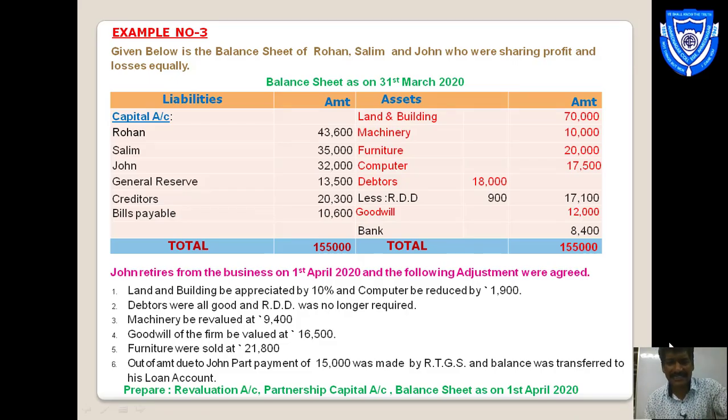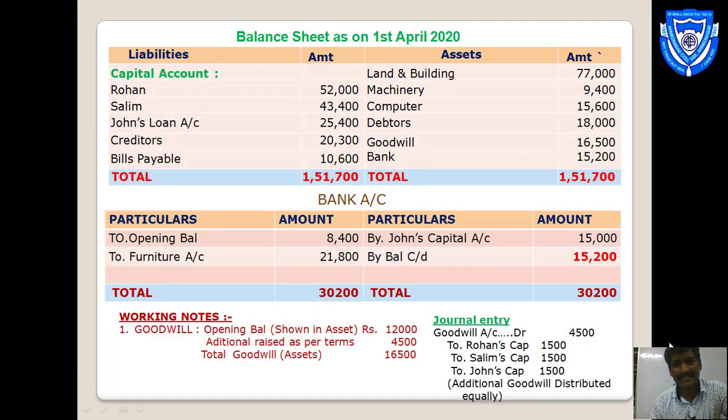I come to the asset side. Land and building rupees 70,000, and the adjustment was there that 10% appreciation is there. So add 10%, that is 7,000, in land and building. It is directly shown. You can also show it in the inner side. Add appreciation rupees 7,000 and total rupees 77,000 in the outer column.